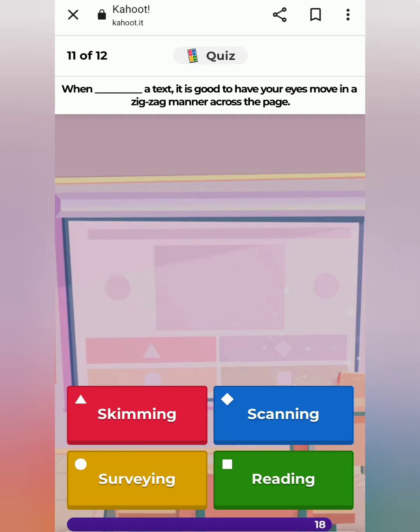For this item, number 11 of 12, it says when skimming a text, it is good to have your eyes move in a zigzag manner across the page. The clue is the zigzag manner. If you're doing the zigzag manner, it means you're actually doing some sort of reading. And the only one of the 3 that would have been applicable would be scanning.